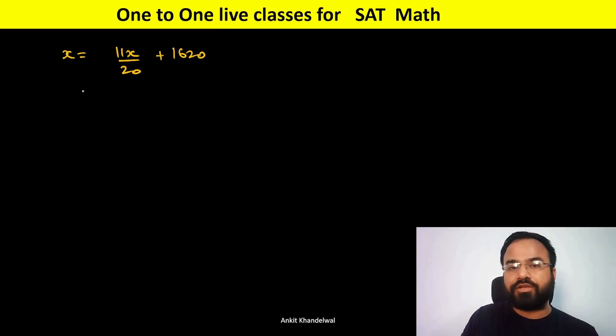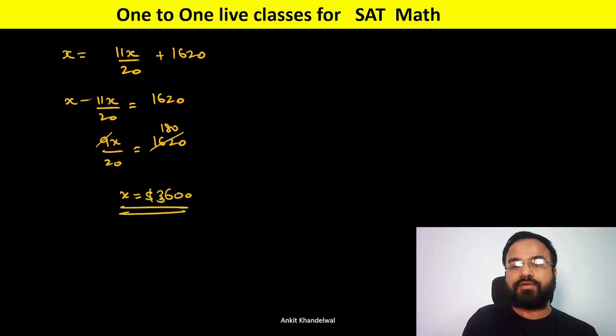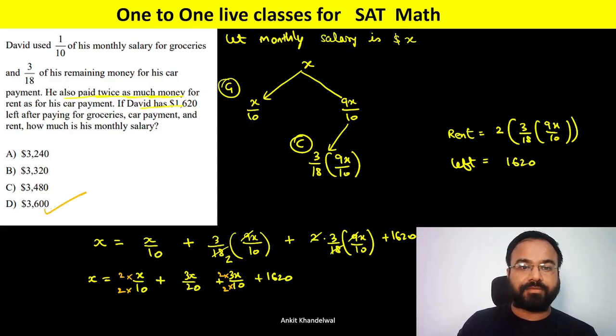So again, you can use the Desmos also to solve this, but you should also know this thing. And now 20 minus 11, this is 9x over 20, that is equal to 1620. Sometimes manually solving will be faster as compared to the Desmos. So 9 times 180, and x will be equal to 18 times 2, 3600. So the original salary was $3,600 he is having. So we can say it is option D is the correct answer.